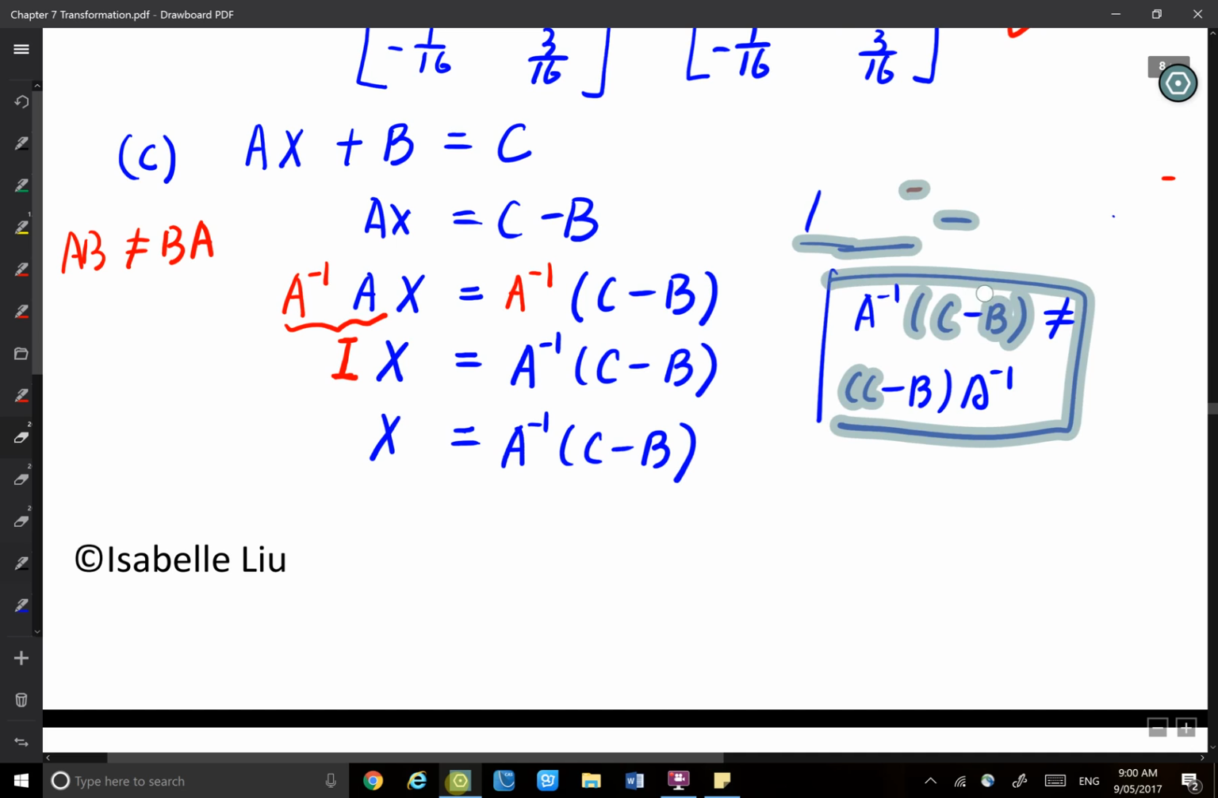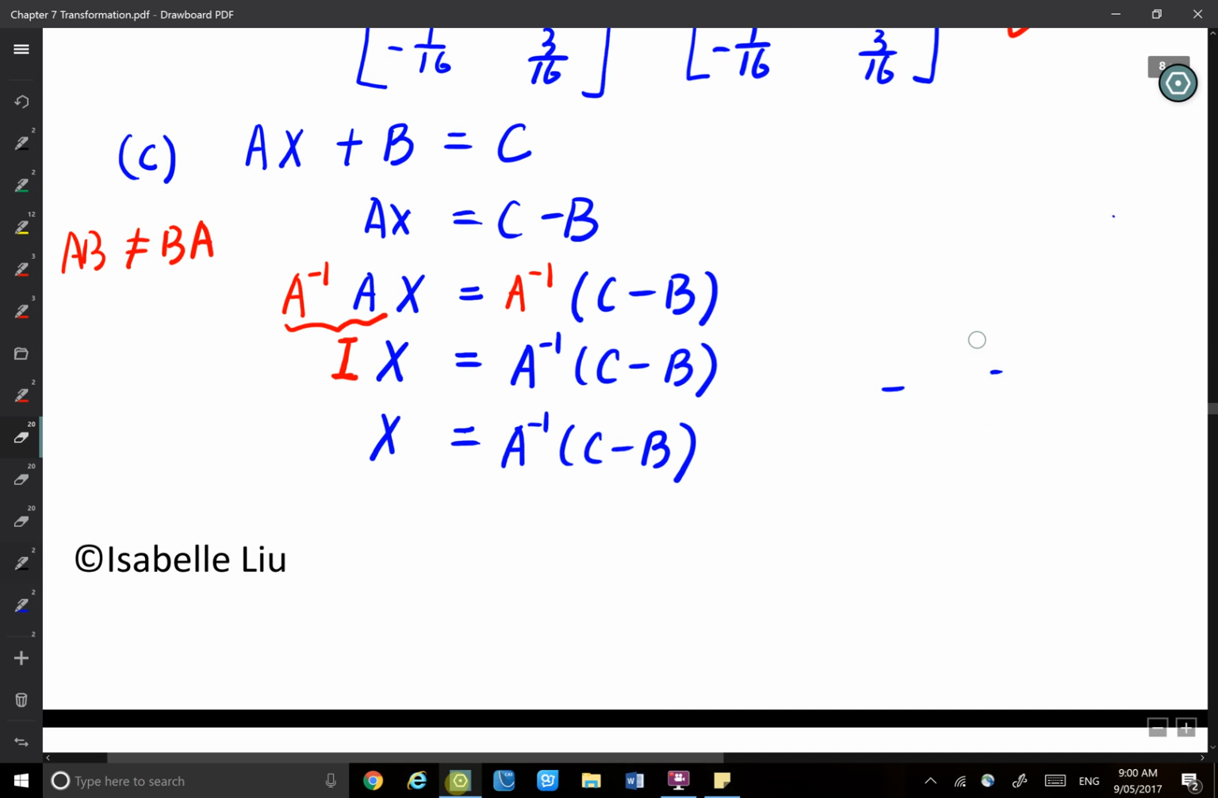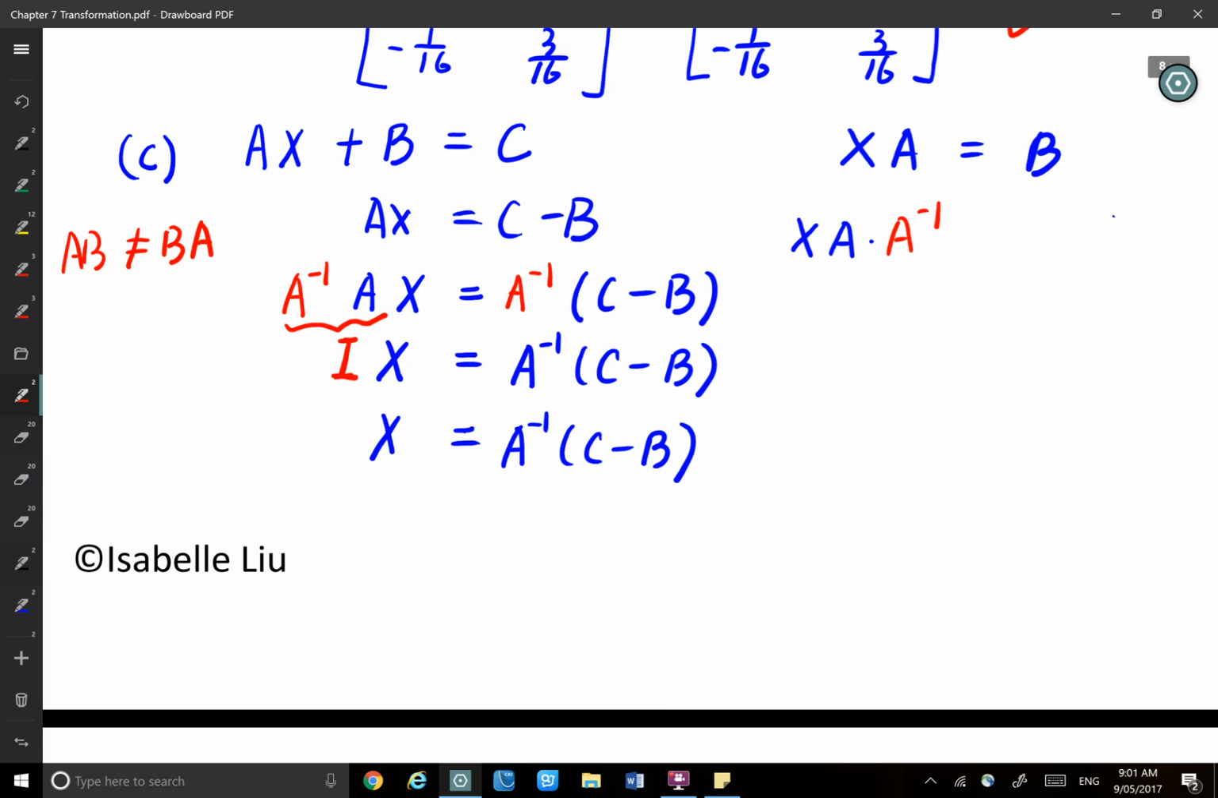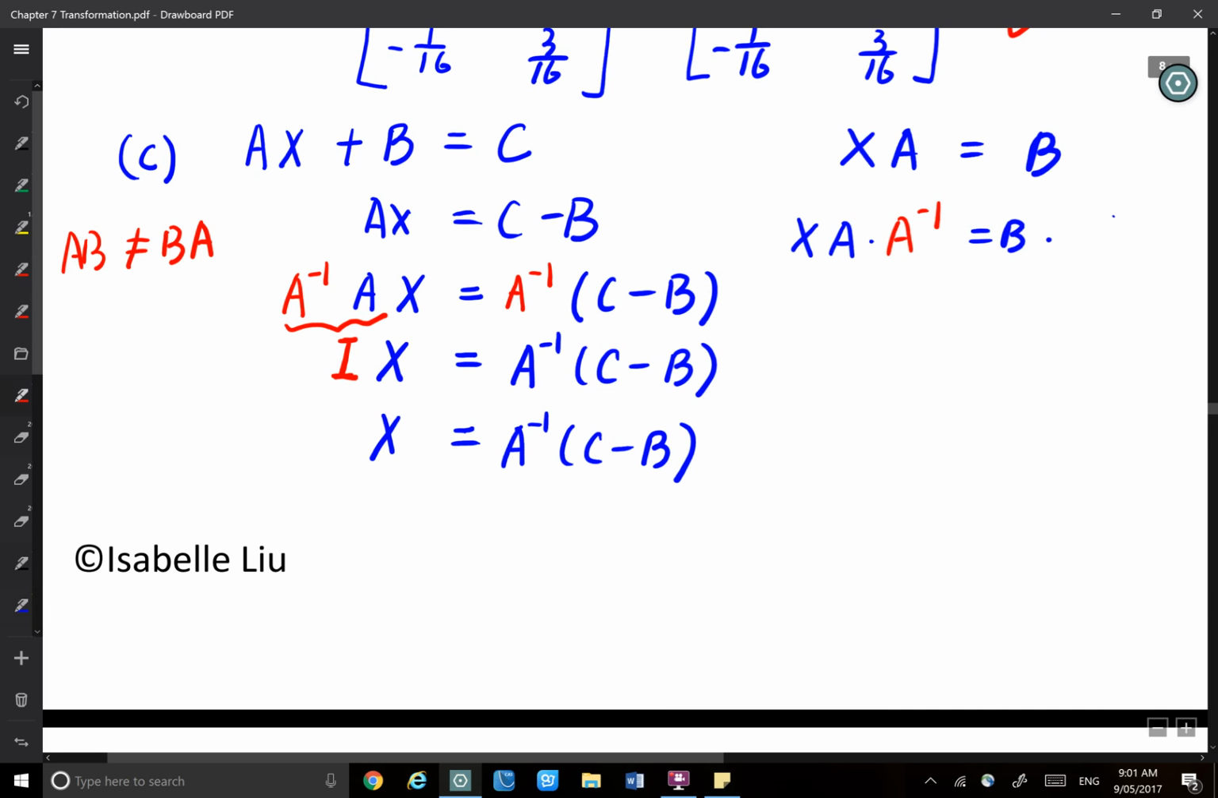If you have X times A equals B, then you multiply by A inverse at the back. You want to put the A inverse next to A, but you can't put it in the middle, between X and A. So this side will equal B times A inverse.